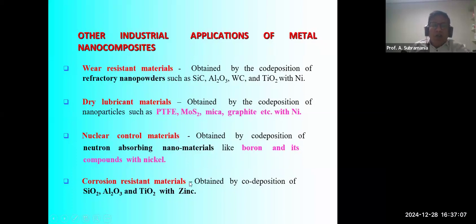Then corrosion resistant applications. For that, we have to do the co-deposition of silicon, alumina or TiO2 along with zinc. That will give better corrosion resistance.